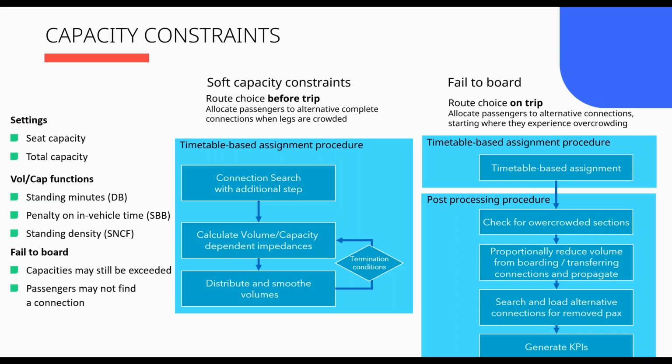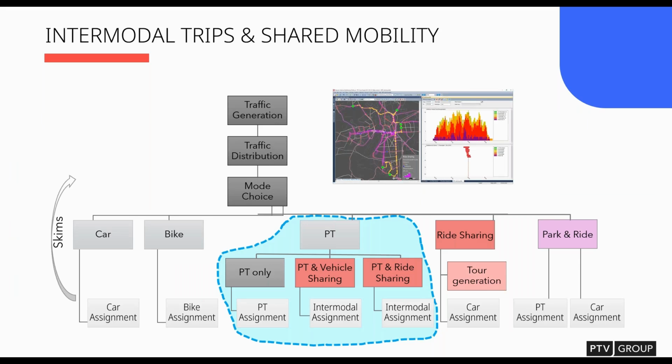The fail to board affects the route choice during the trip, because passengers get allocated to alternative connections when they experience overcrowding. So this will actually prevent people, as the name would suggest, from boarding that vehicle. As we mentioned, we also have the shared mobility and intermodal trip option. There are a lot of ways to consider how people either access transit or use transit to access other modes.